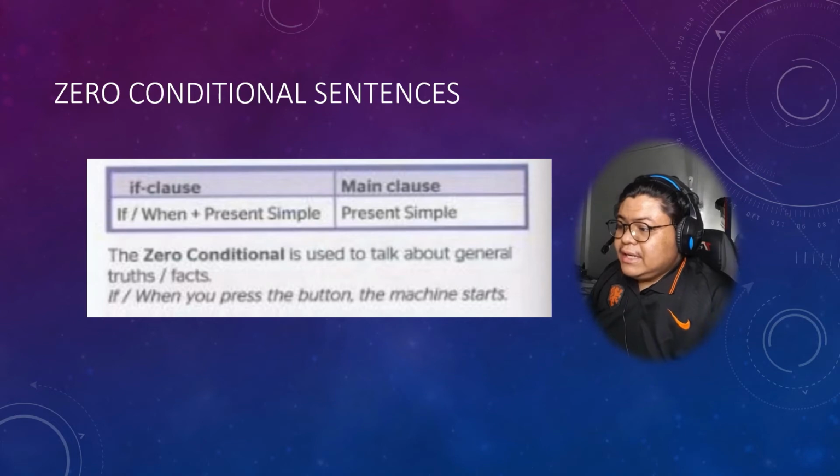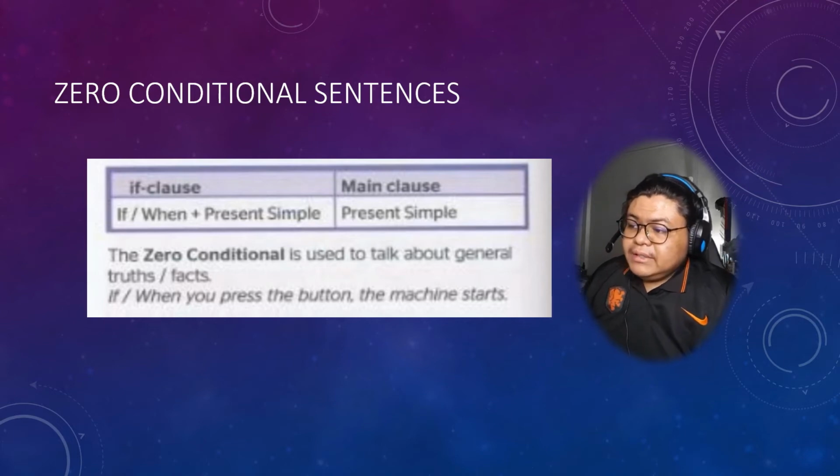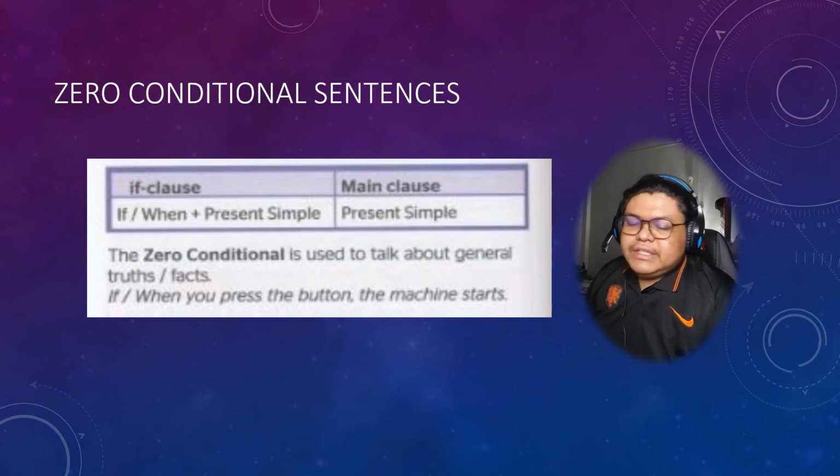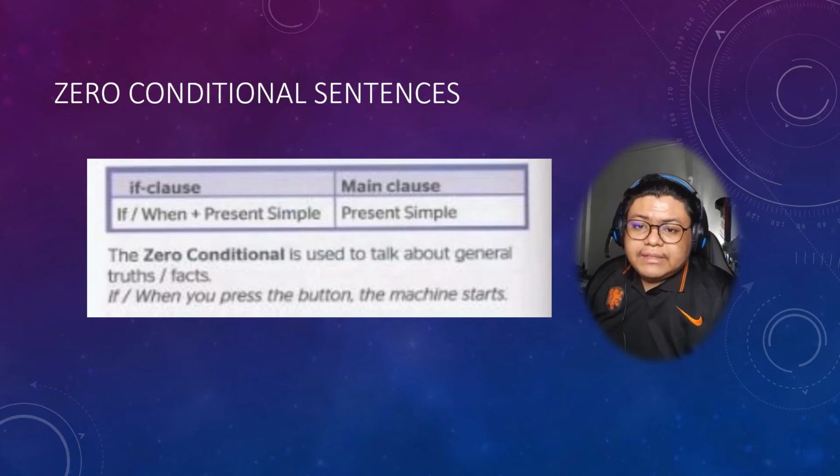So contohnya kat sini lah, if you press the button, the machine starts. Okay, when you press the button, the machine starts. Okay, ini kita panggil zero conditional sentence. So maksudnya dia bukan conditional sentence yang biasa. Okay, lepas ni kita akan tengok apa dia conditional sentence yang biasa. So ni zero conditional sentence. So we use it to talk about facts, fakta.